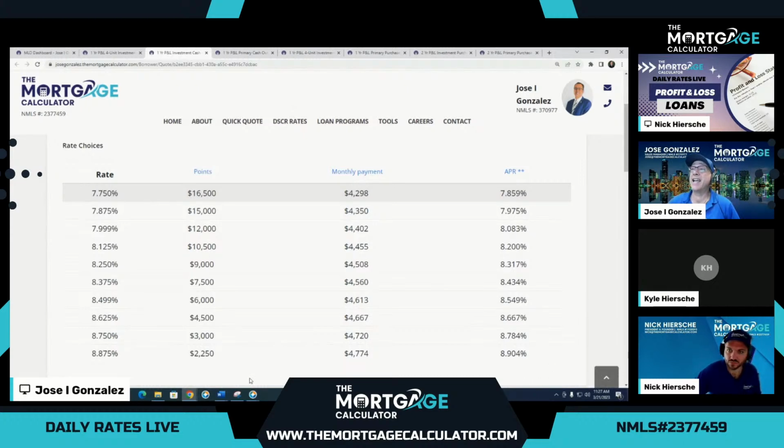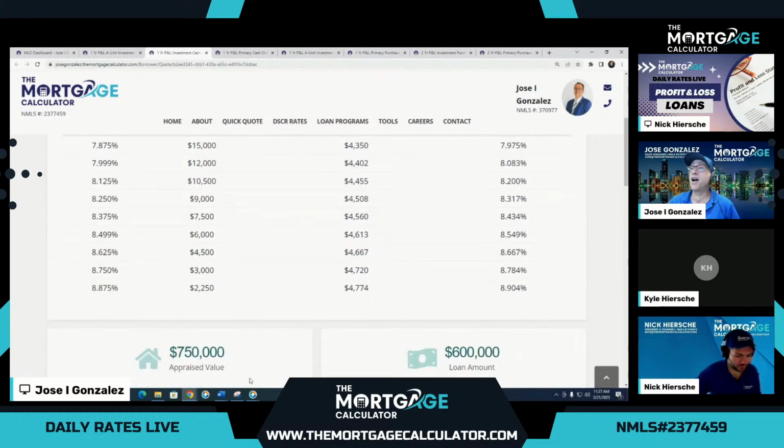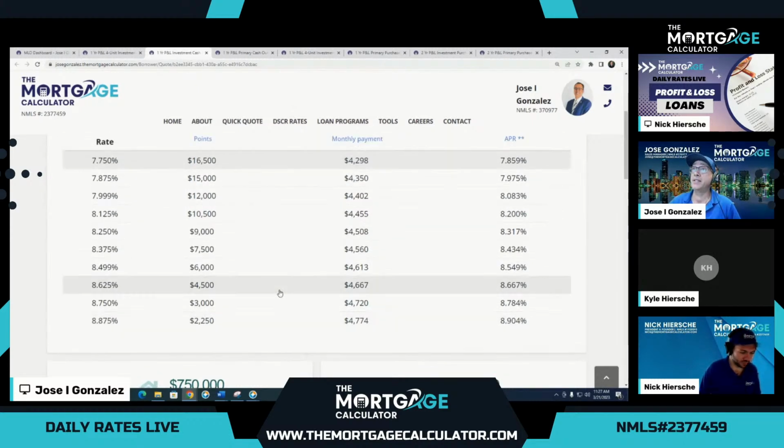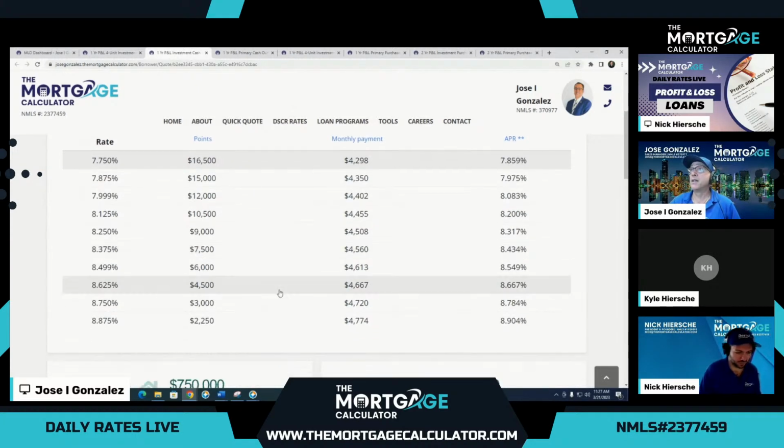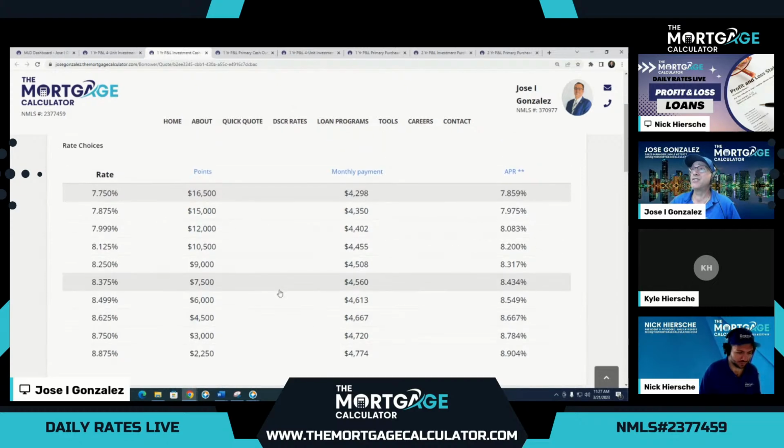So you're looking at 8.875 at a cost of just over a half a point, which is amazing. You can buy that down all the way to 7.75% at a cost of just under 3 points. That's 2.75 points on that one.